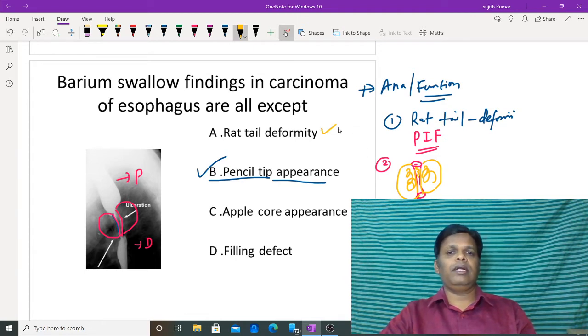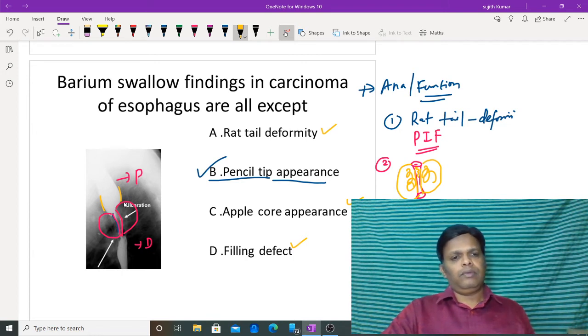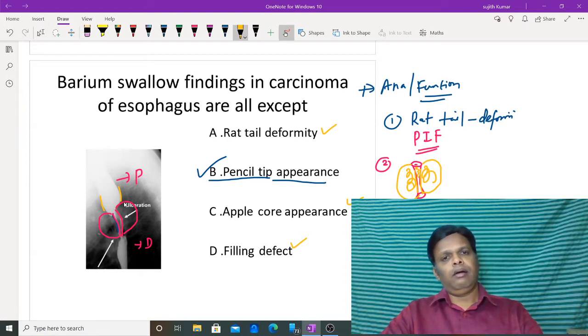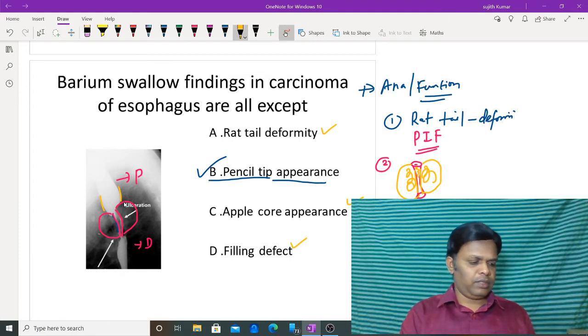So you will have the rat tail deformity, the apple core appearance, and the filling defect that was already discussed. Apart from that, you can see proximal dilatation of the esophagus. That will be another finding. So these are all the findings of the barium swallow in carcinoma of the esophagus.